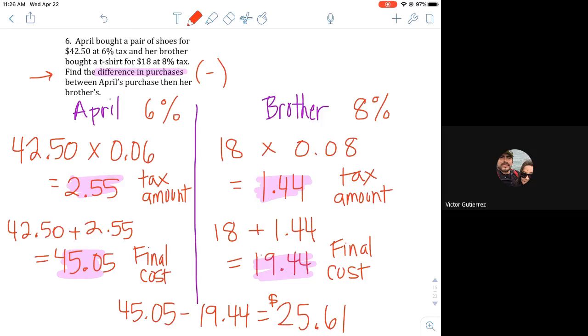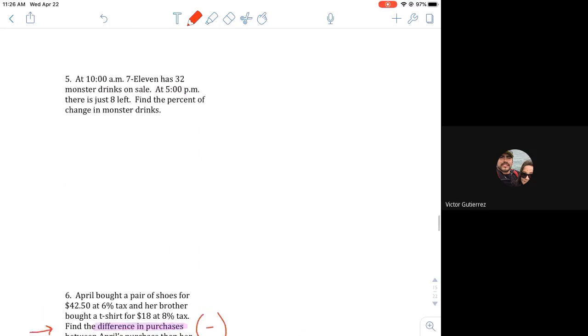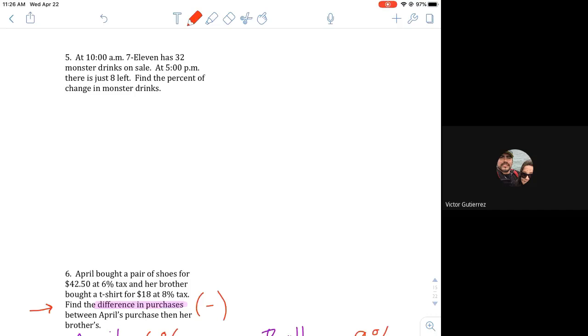All right, number 5. Here we go. Okay, at 10 a.m., 7-Eleven has 32 Monster drinks on sale. At 5 p.m., there are just 8 left. Find the percent of change in the Monster drinks. Okay, so this is similar to the one from earlier. It's the percent of change, and because we started with 32 and ended with 8, it's going to be a decrease. So it's going to be a percent of change and a decrease.